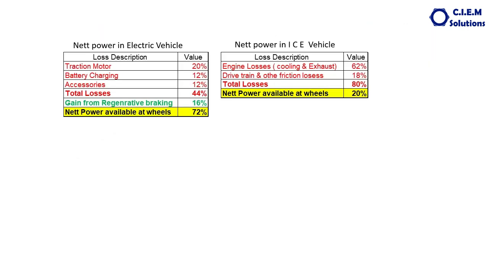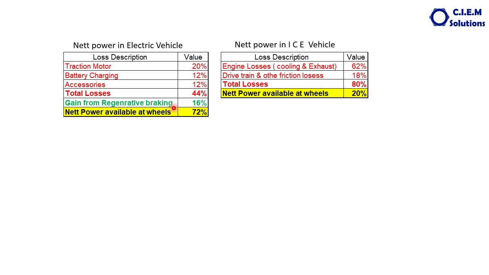I told about the power to weight ratio and the thermal losses. Just see this table. In the case of the electric vehicle, the loss in the traction motor between power input and power output will be approximately 20%. The losses towards battery charging will be 12%. The losses on account of friction while the accessories are working will be around 12%. Total losses will be 44%.